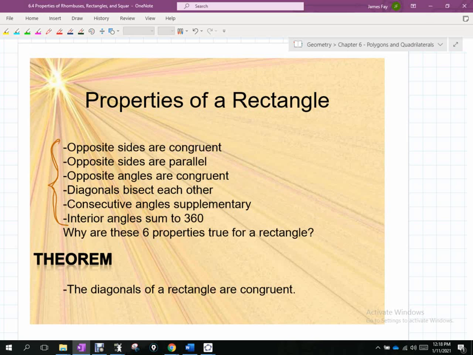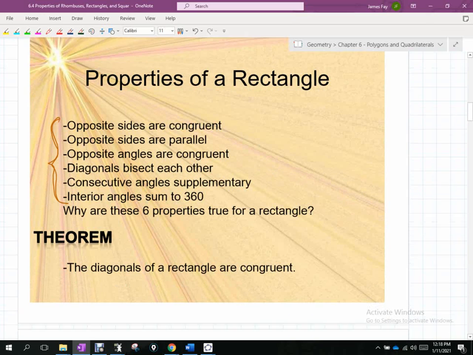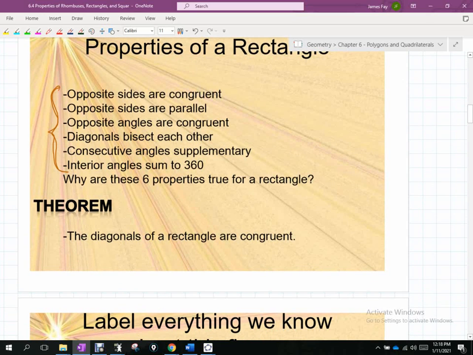We have a theorem, which is true because of working with triangles inside a rectangle. The theorem says the diagonals of a rectangle are congruent. This is a new property that not all parallelograms have. This is a property that is, right now, only going to be true for a rectangle.